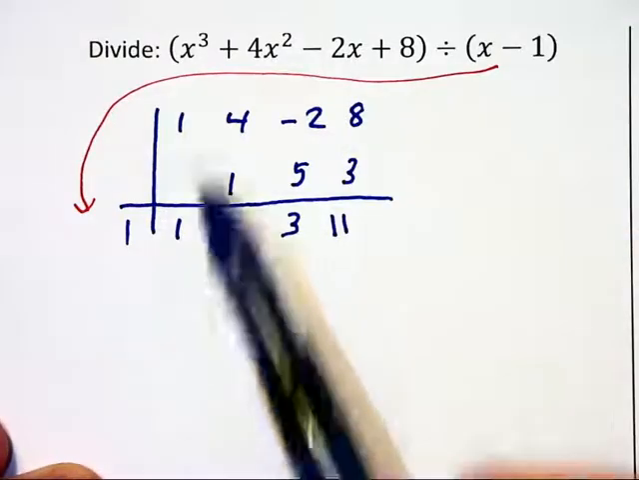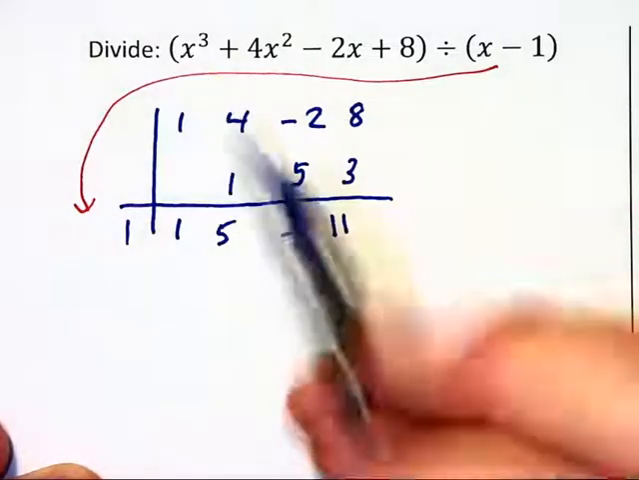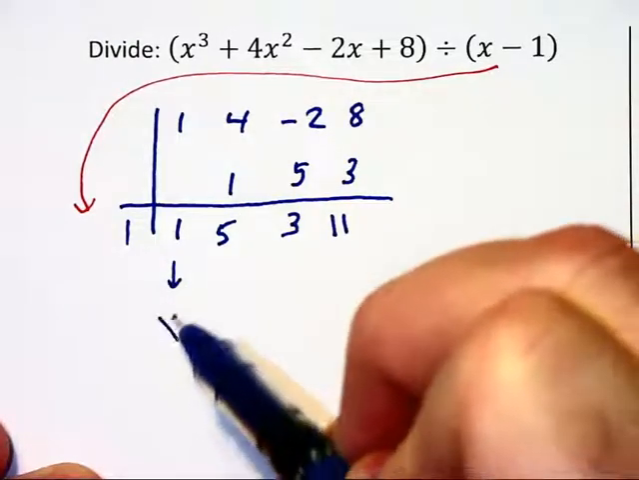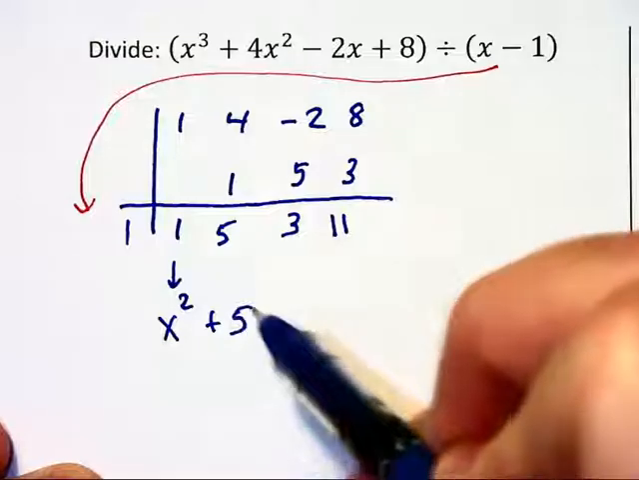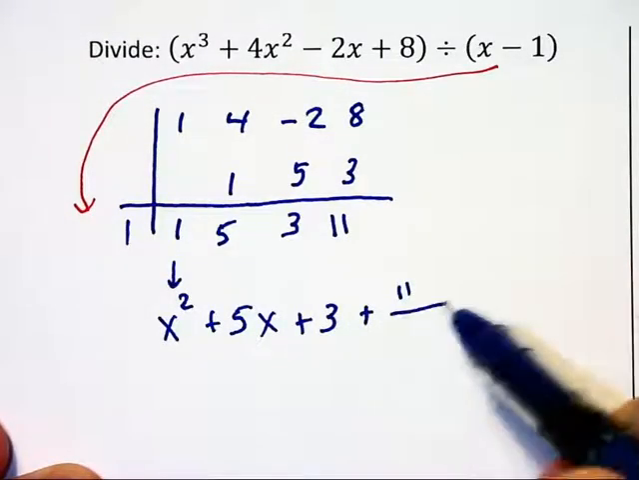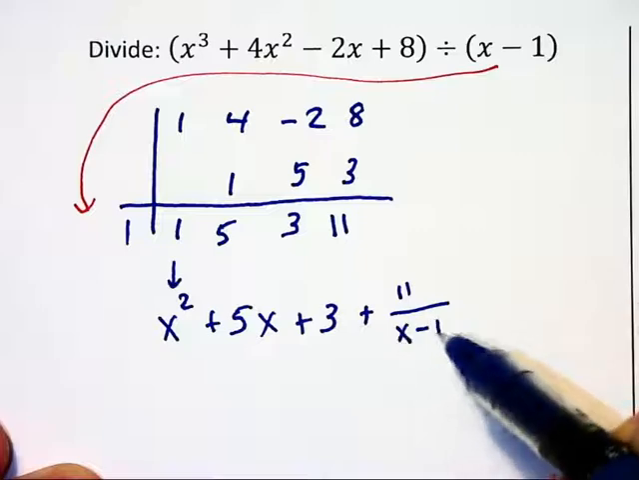This problem began with x to the third, so I drop down to x squared, and it has a leading coefficient of 1, so 1x squared plus 5x plus 3 plus a remainder of 11 over the divisor x minus 1.